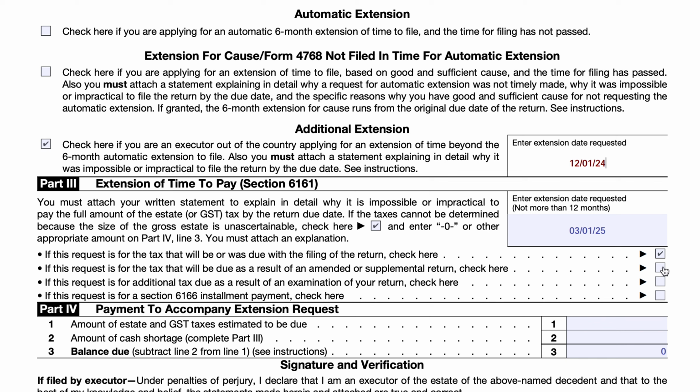So if this is for the tax that was due or will be due with the original return, you would click there. If it's for an amended return, you would click this box. If it's because of an IRS examination, you would click the third box. And if there is an installment payment involved, then you would click the final box.